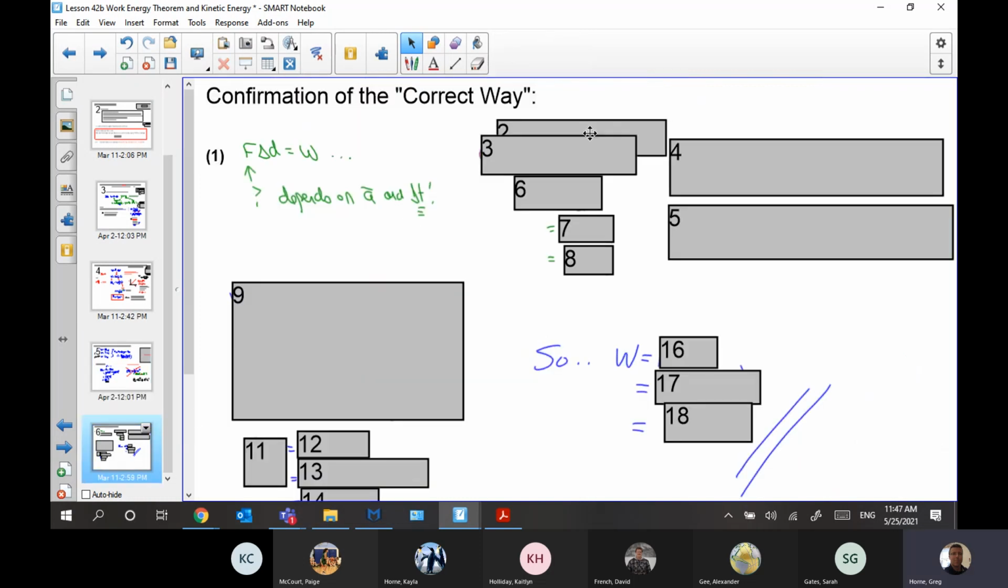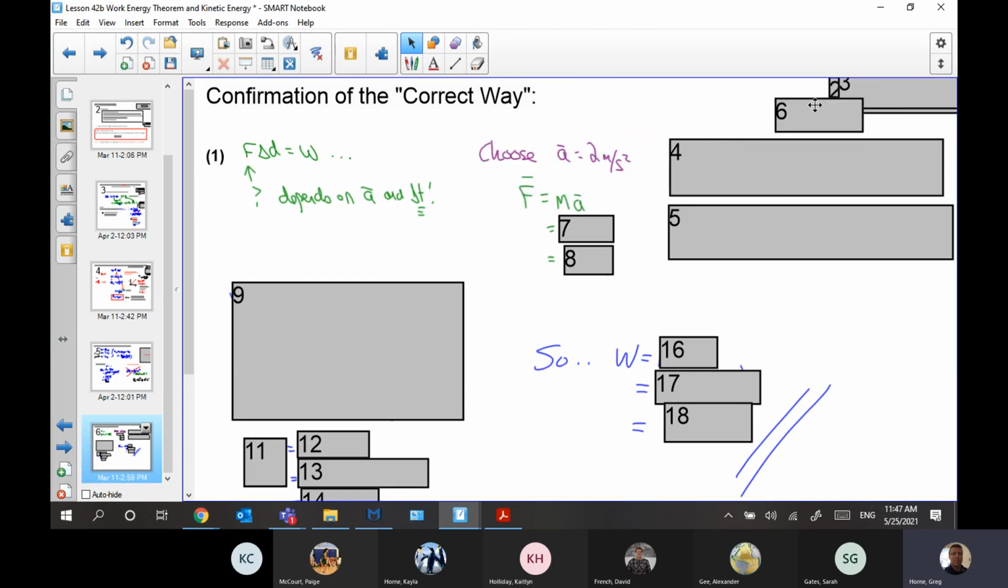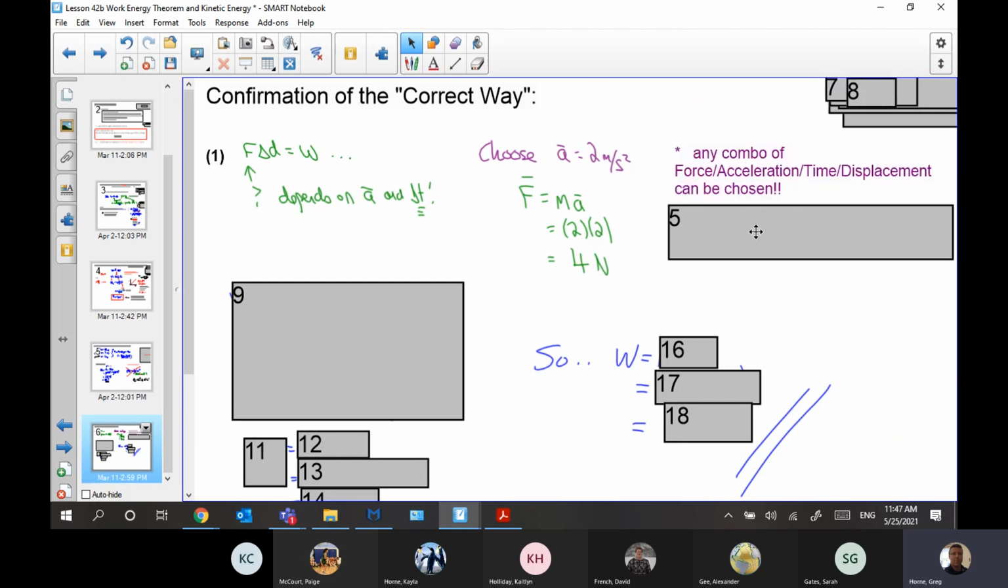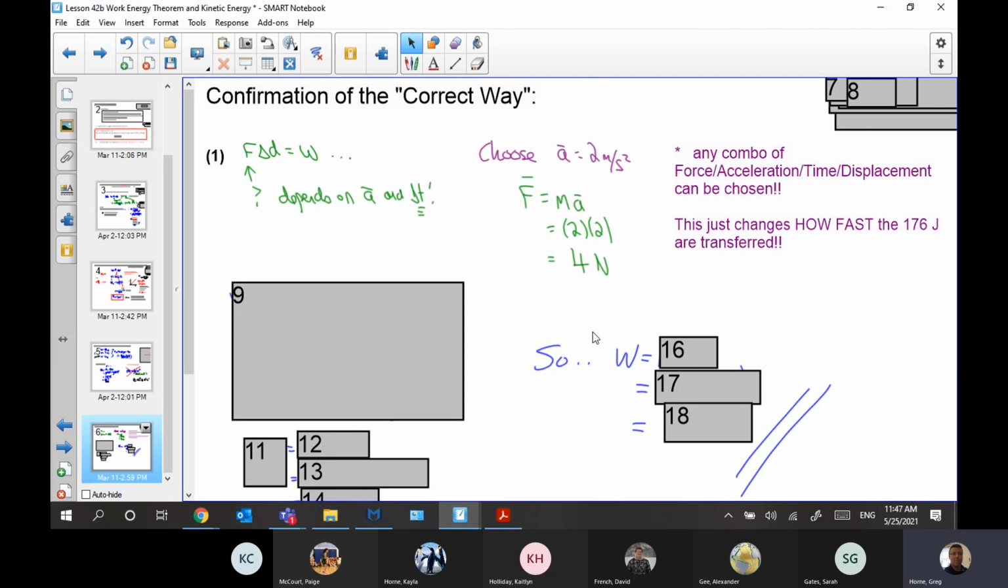Confirmation of the, oh, this is what I was talking about, we could show things, right? So if we had an acceleration of 2, and that meant we had a force of 4 newtons, then what do we have here?